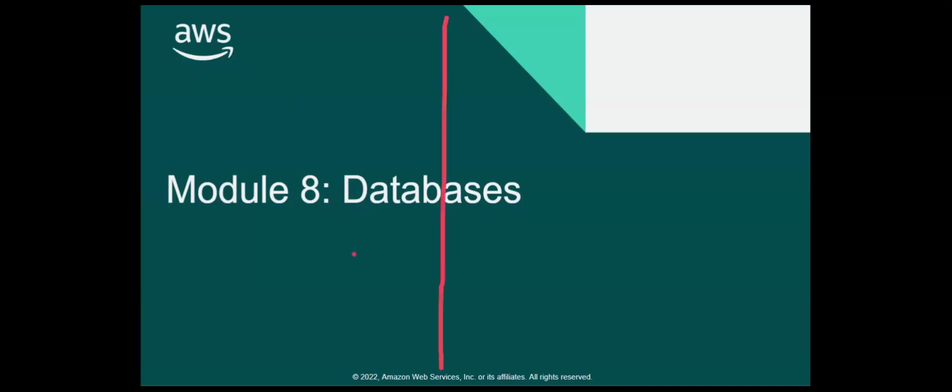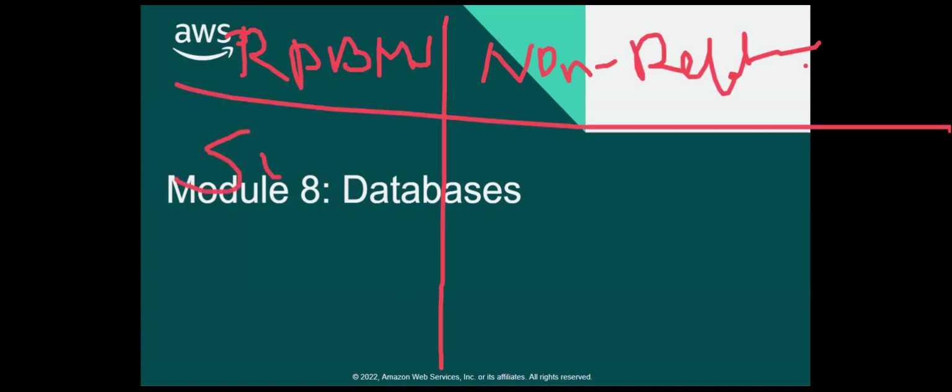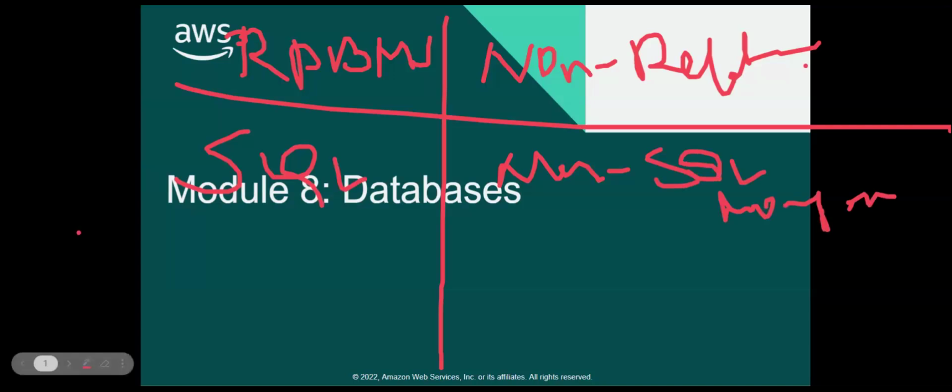There are two types of databases. One is relational database and another one is non-relational database. Okay, so relational database is nothing but your SQL. Non-relational database is your MongoDB. Okay, that means SQL represents what?